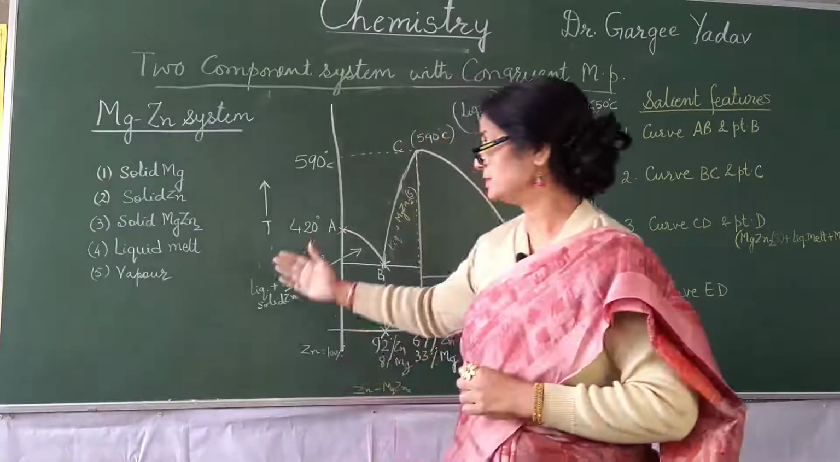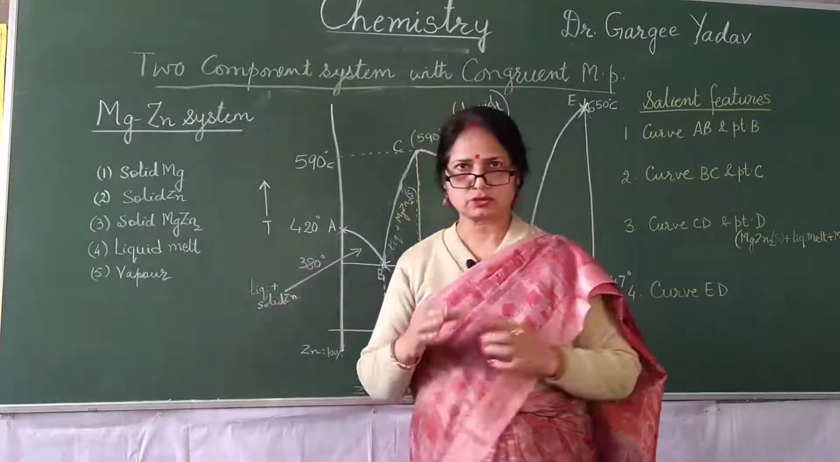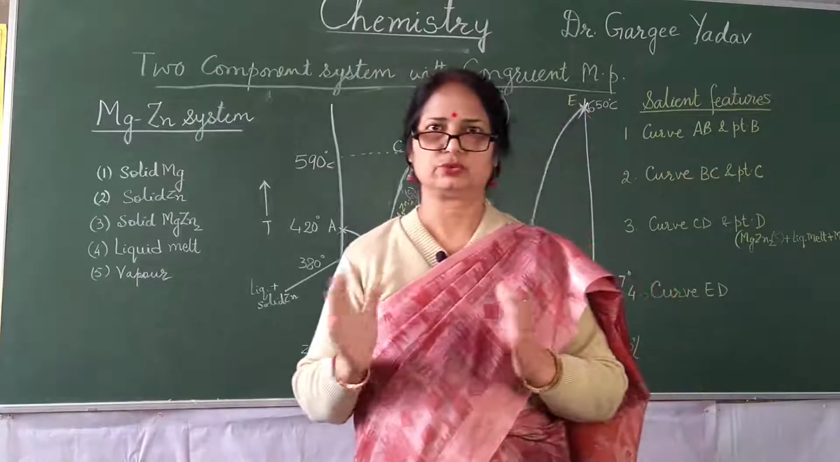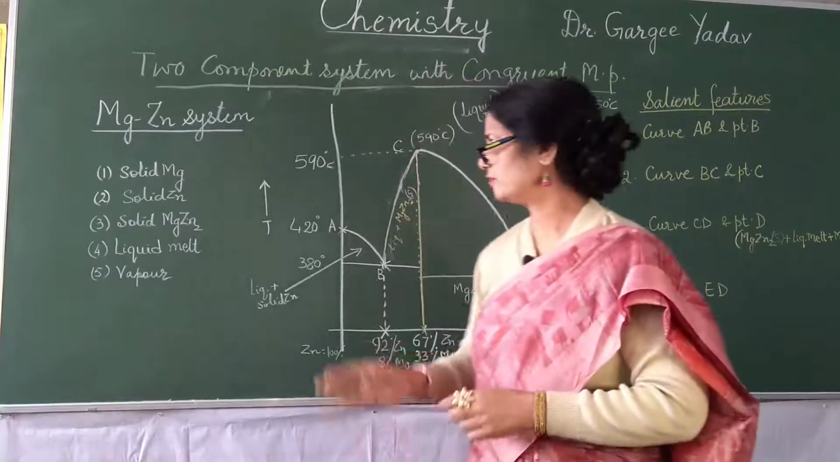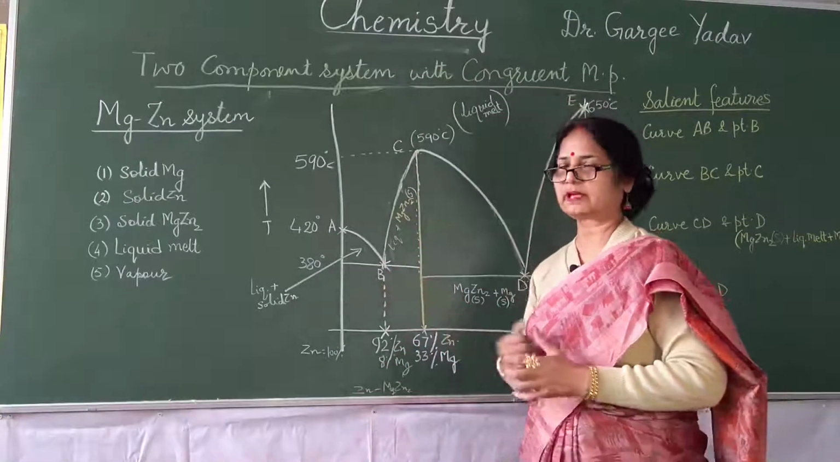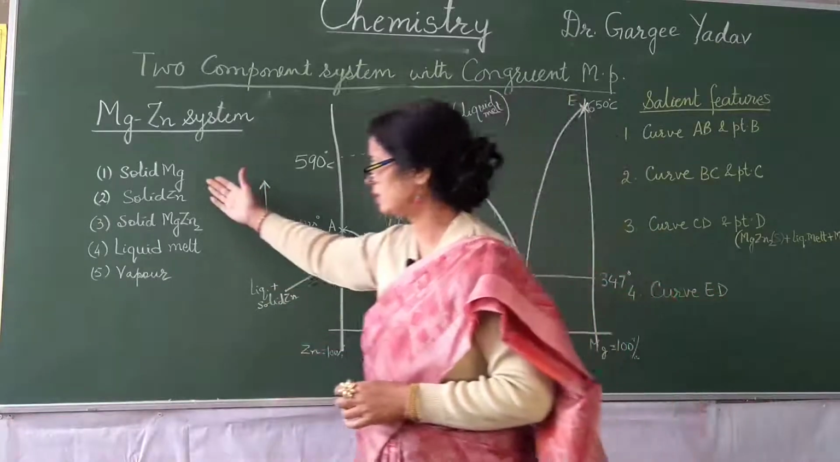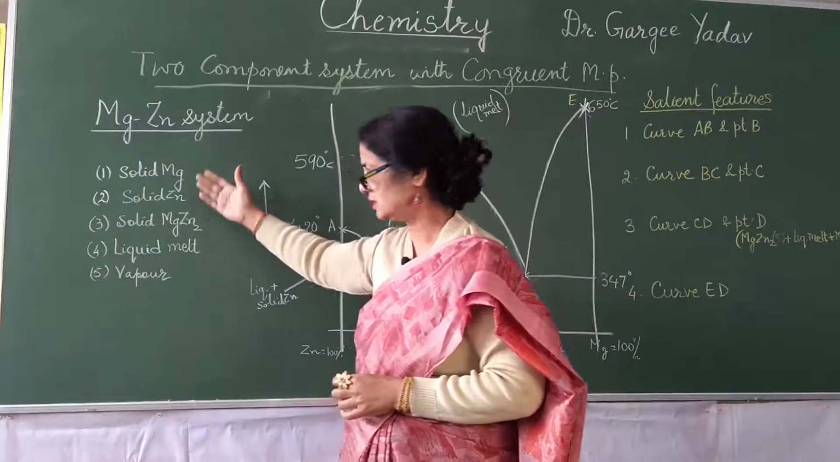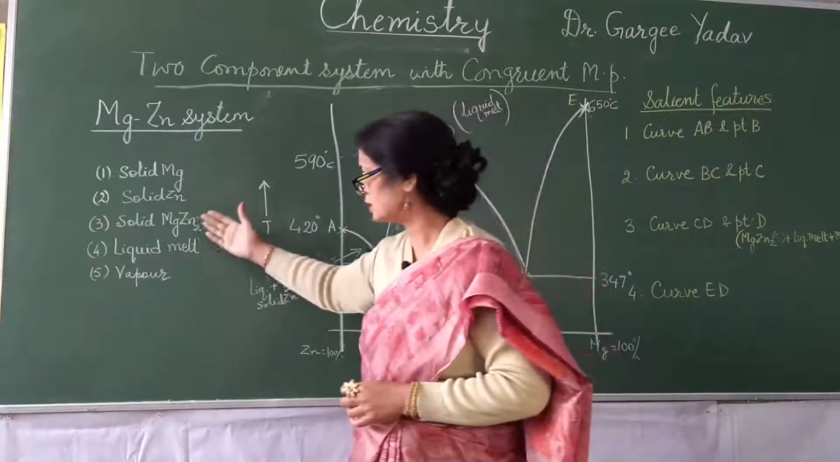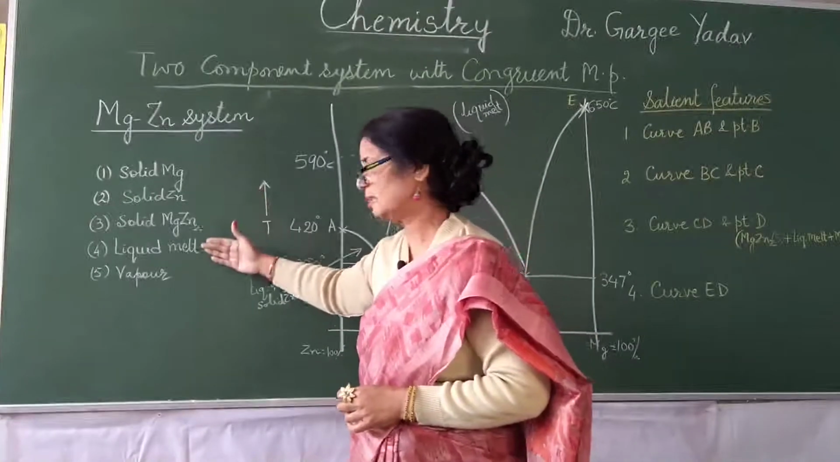by the name MgZn2. A solid compound MgZn2 is formed. So if we talk about the phase diagram of the zinc magnesium system, it will have solid magnesium, solid zinc. These are the phases which are present: solid MgZn2, liquid melt and vapor.